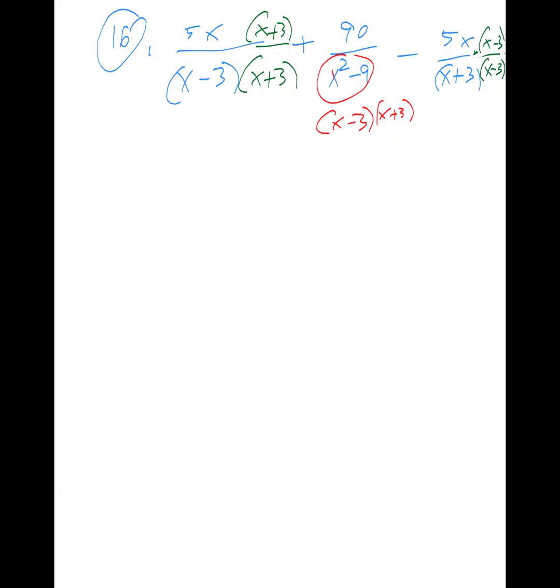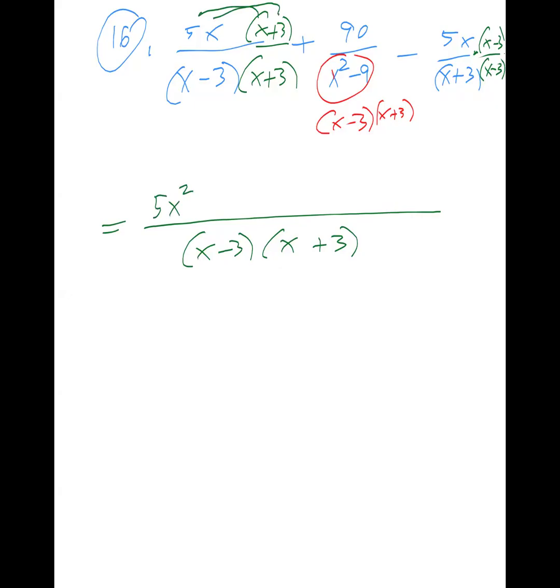So everything now has a common denominator, so it's going to join together into one big happy family, or a big happy fraction for short. So everything's going to have an x minus 3 and x plus 3 on the bottom, and on the top you're just going to have one big thing. So what's going to be on top? Well, on the top, you'll have 5x times x. What's 5x times x? 5x squared. And then you'll have 5x times 3. What's 5x times 3? 15x plus 90.